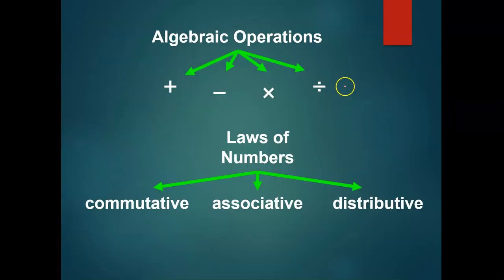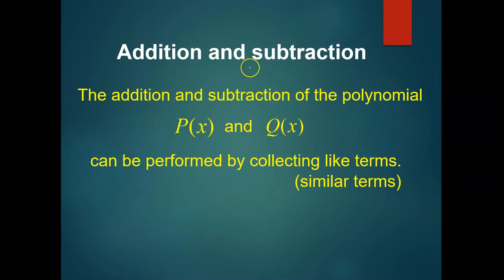Next, polynomials also have operations. They can have addition, subtraction, multiplication, and division. These are the laws that you must know. Please check the previous notes: what is commutative, what is associative, what is distributive. Alright, we first look at addition and subtraction. If you have polynomials p(x) and q(x), we can perform the addition and subtraction by collecting like terms.